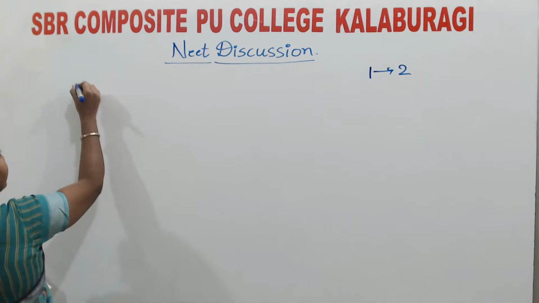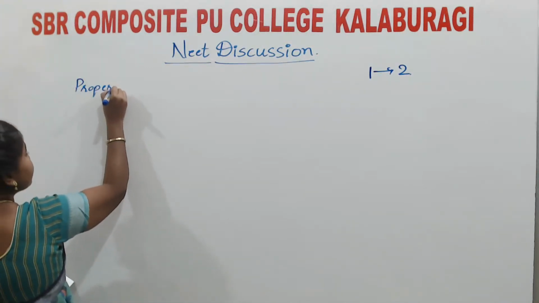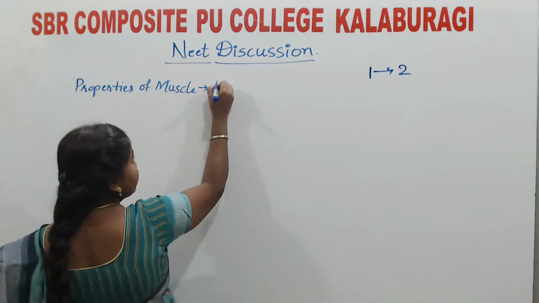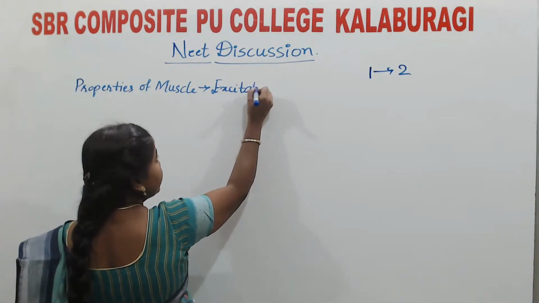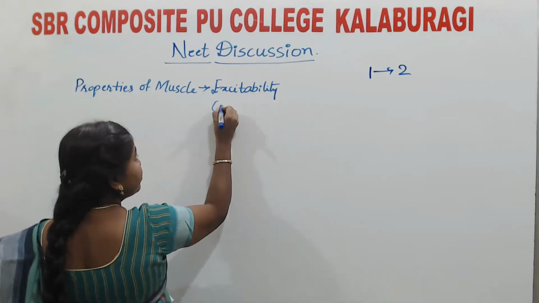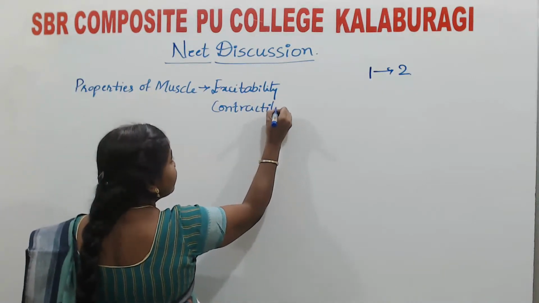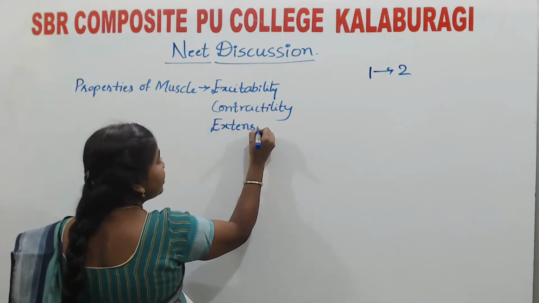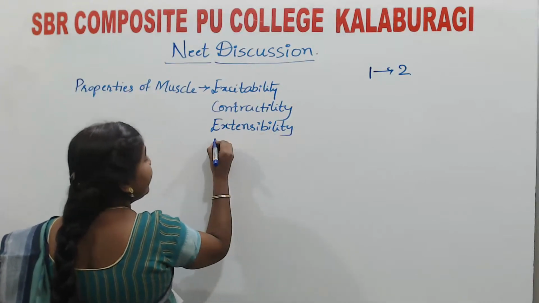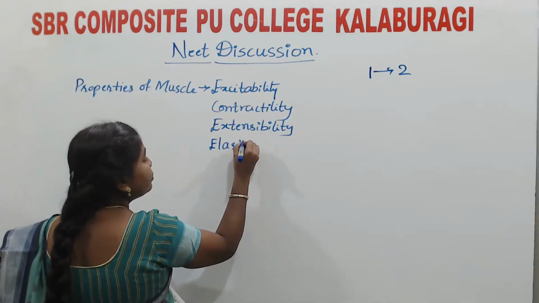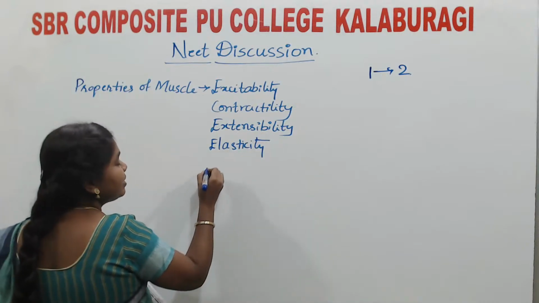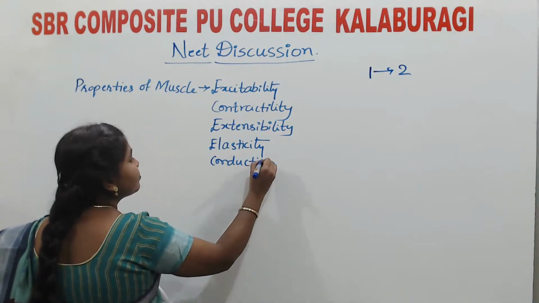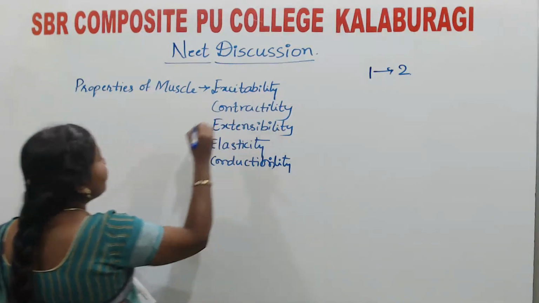See, usually when we go through the properties of muscle, they are excitable cells. So one of the properties is excitability, and they will contract, so contractility. Next, they will extend, so that's why extensibility. And next, they will go back to the relaxed condition. That property is elasticity. And they will conduct the contraction and relaxation, that's why they have conductibility. So these are the properties of muscles.